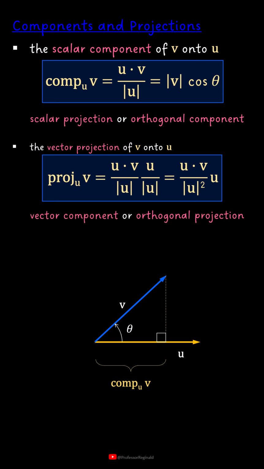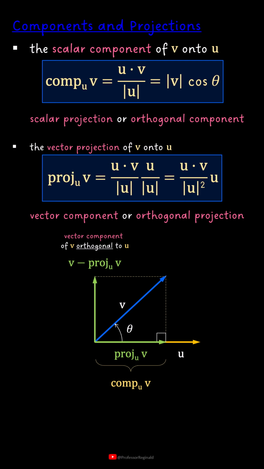In the figure, the vector component is the orthogonal projection of v onto u, or it is the vector component of v that lies along u. This vector perpendicular to u is called the vector component of v orthogonal to u. It is equal to the vector difference between v and the vector projection of v onto u.